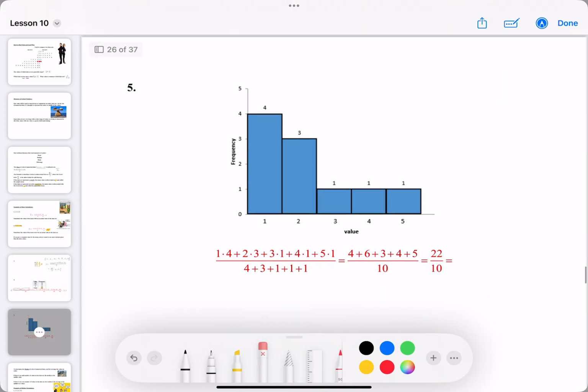Let's see the next example, a frequency diagram. Let's add all of the values together. The value is 1, and 1 happens 4 times because the frequency is 4, so 1 times 4. The value is 2, the frequency is 3, it happens 3 times, so 2 times 3. And then 3 times 1, 4 times 1, 5 times 1. So use each value, multiply by its frequency, and add them together. We have 22 over 10. The division is 2.2.